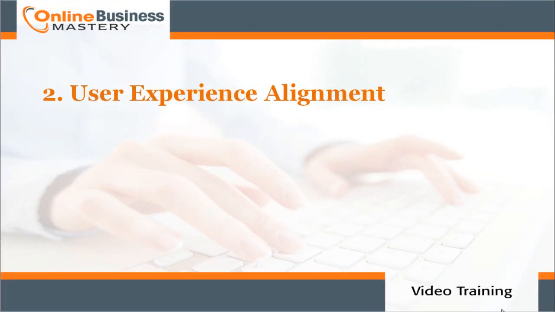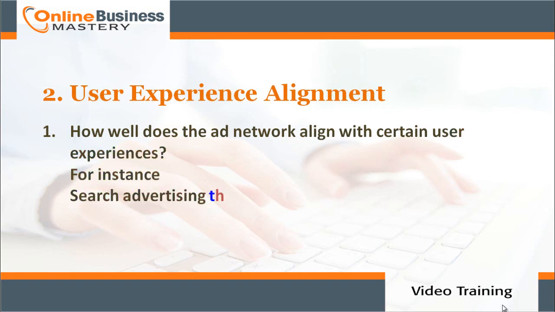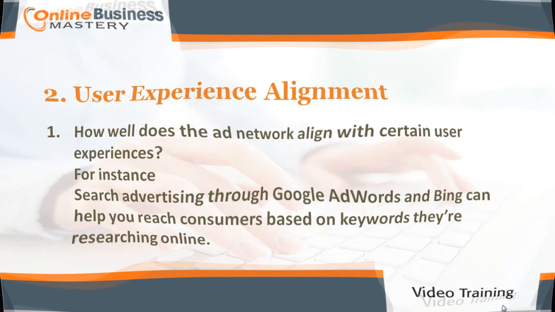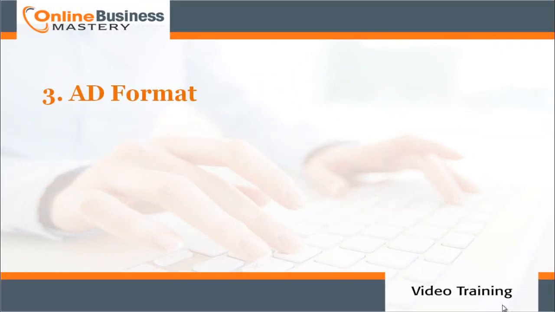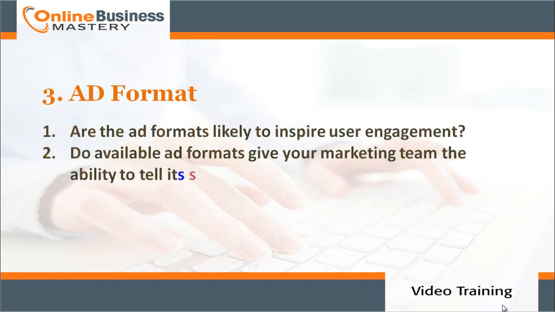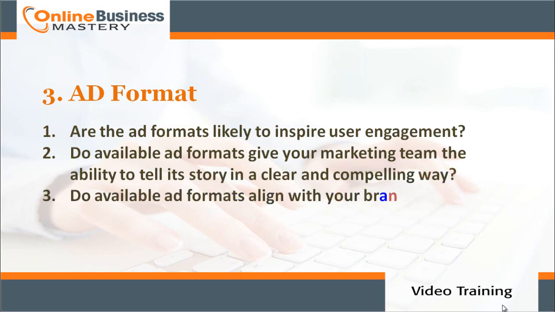Number 2, user experience alignment. How well does the ad network align with certain user experiences? For instance, search advertising through Google AdWords and Bing can help you reach consumers based on keywords they're researching online. Number 3, ad format. Number 1, are ad formats likely to inspire user engagement? Number 2, do available ad formats give your marketing team the ability to tell its story in a clear and compelling way? Number 3, do available ad formats align with your brand needs?